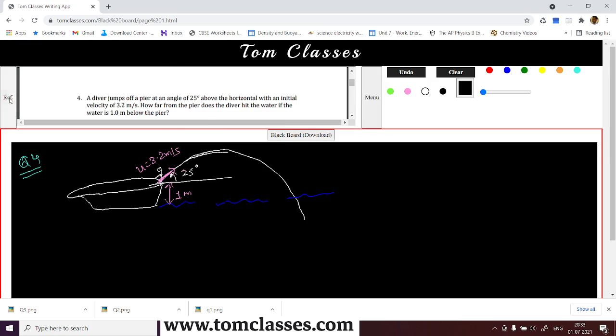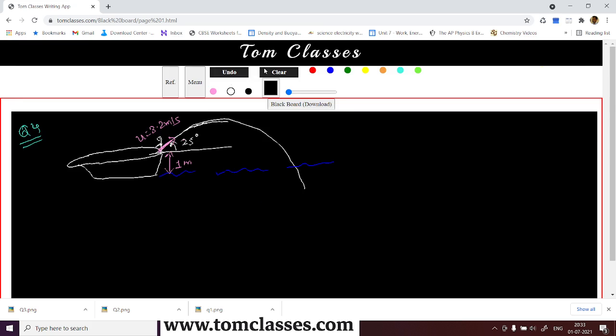For this, obviously, we have to use the table because the angle is given like this. So let's see. It will have a horizontal component, which is u cos 25 degree, and a vertical component, which is u sine 25 degree. Let me use a lighter color for this. So this is u sine 25 degree. This is the initial velocity component, and this is 1 meter.